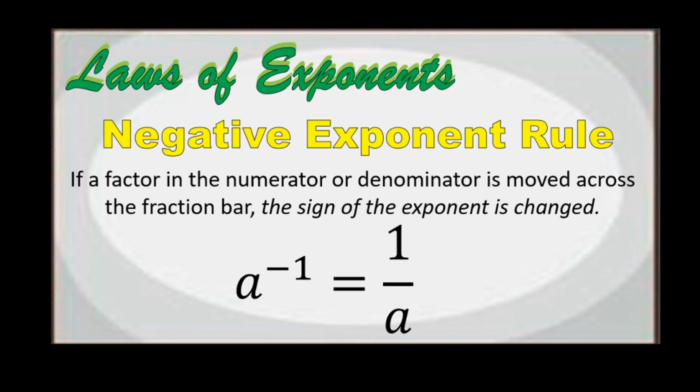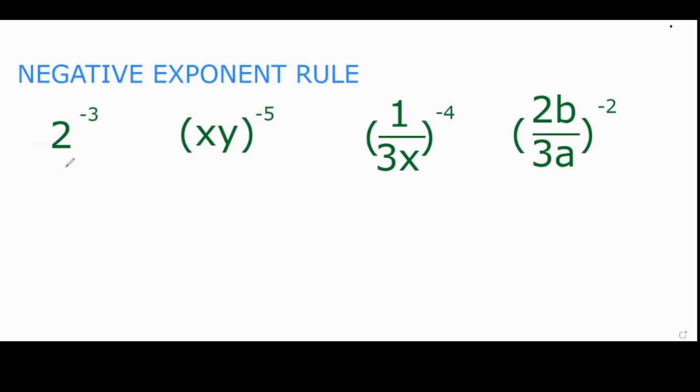But if your negative exponent comes from the denominator, then you just have to put it on the numerator for it also to become positive. For our first example, we have 2 raised to negative 3. As stated in the negative exponent rule, to make our negative exponent a positive, we just have to get the reciprocal of its base.